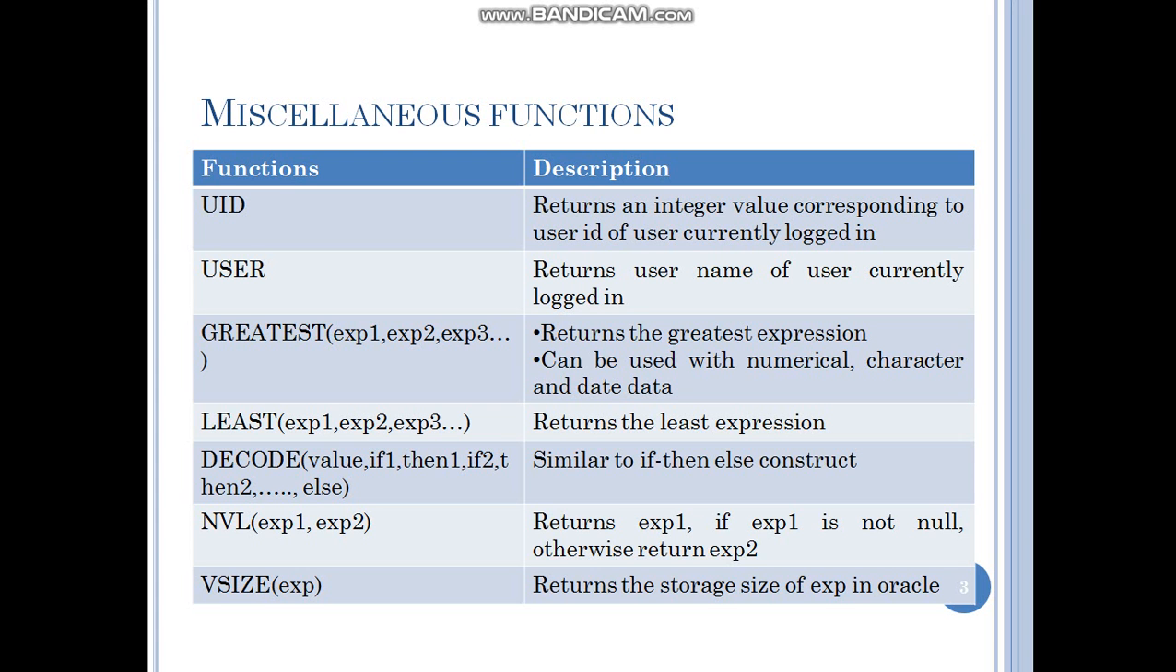Miscellaneous functions. UID. It returns an integer value corresponding to user ID of user currently logged in. USER. It returns username of the user currently logged in. GREATEST, the list of expressions. It will return the largest expression from among all. LEAST, the list of expressions. It will return the least expression.